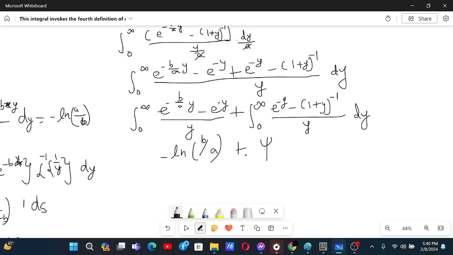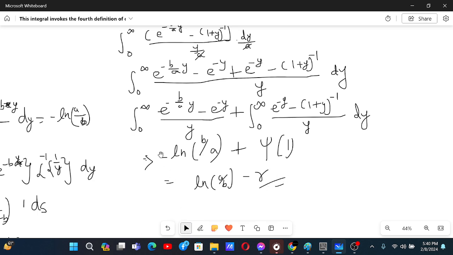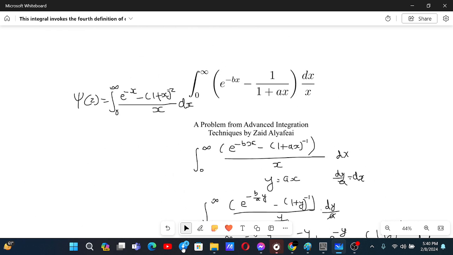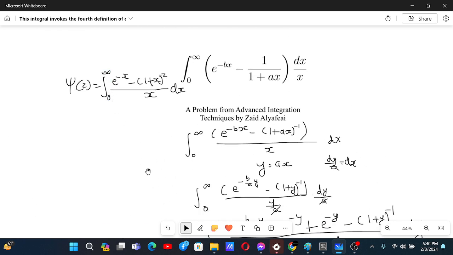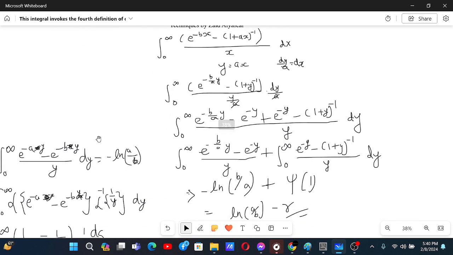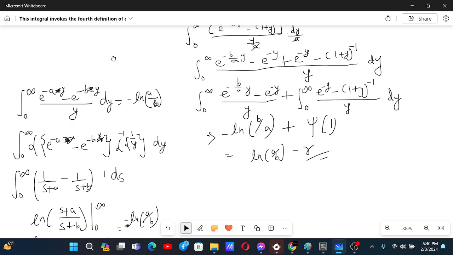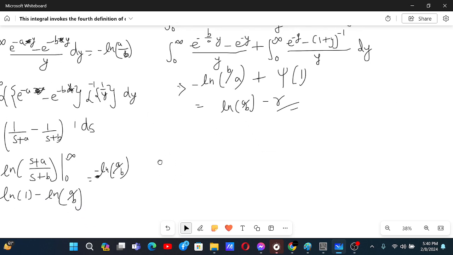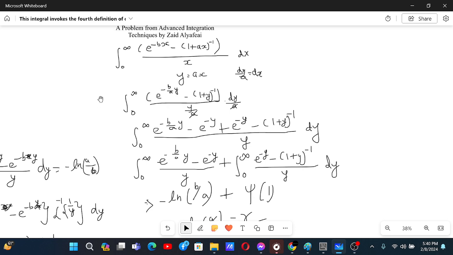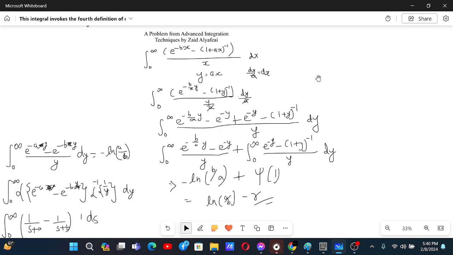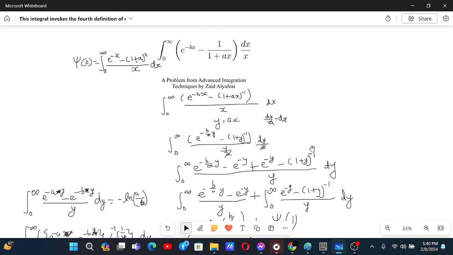Now if we use that, we get minus ln of b by a plus the digamma function of 1, since there's minus g, which is the digamma of 1. So this is ln of a by b, and the digamma of 1 we know is the negative of the Euler-Mascheroni constant. So ln of a by b minus the Euler-Mascheroni constant is the answer. Basically we invoked this definition of the digamma function, and then used this standard integral, and so we solved this problem. This was a pretty elegant solution. Hope you enjoyed this, and look forward to seeing you in the upcoming videos too.